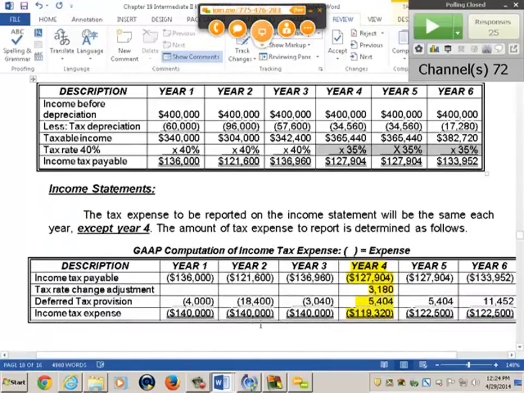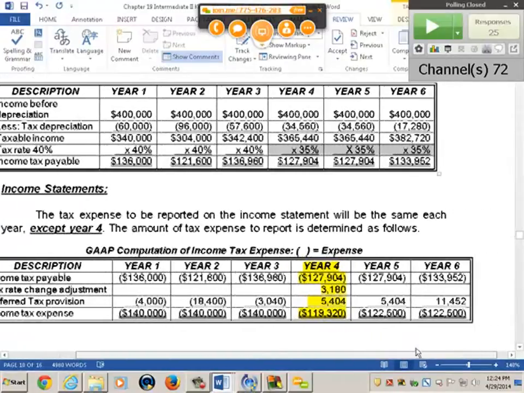For GAAP purposes, it's going to be, again, the current provision, 136 plus the deferred, and of course the deferred provision. Let me go back to what I had up there earlier. You should remember that this deferred provision comes from the original table. That's the book tax differences times the tax rate at 40%, and then we're going to change it now to 35, obviously, for years 4, 5, and 6. But for the first 3 years, those are the original depreciation, the original book tax difference numbers.